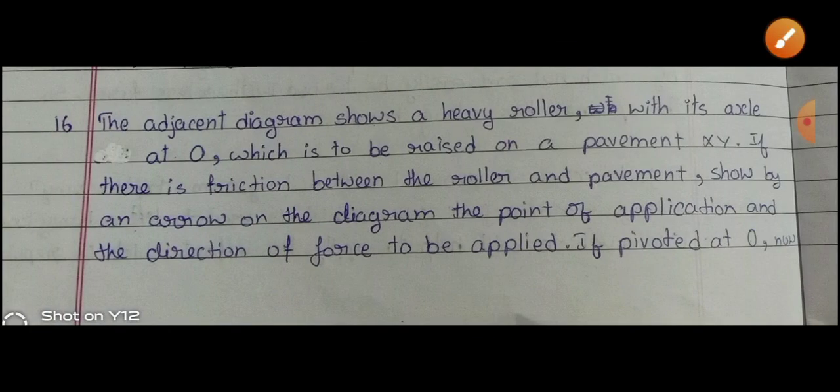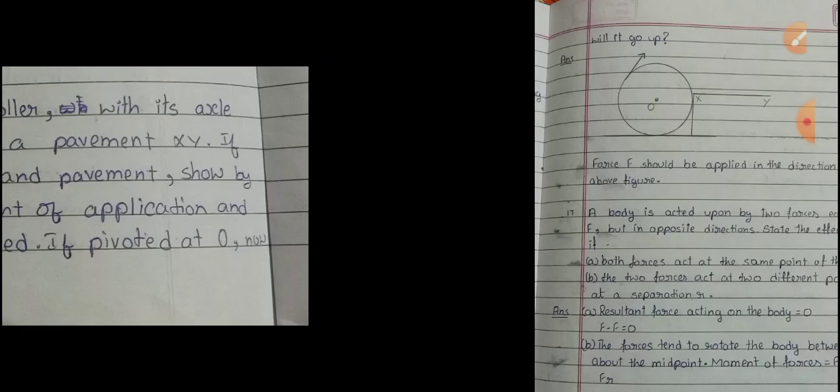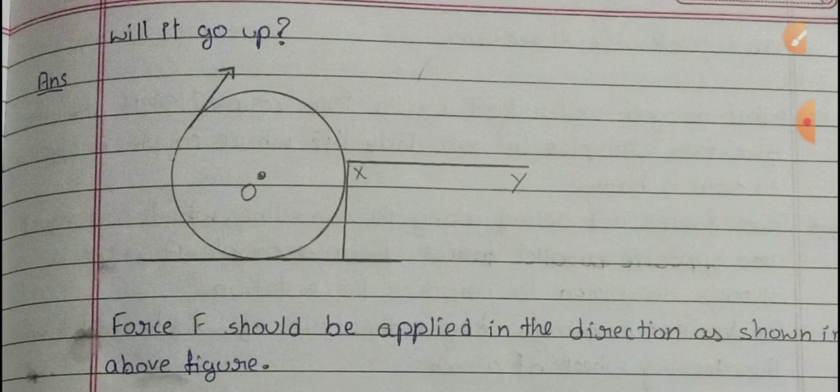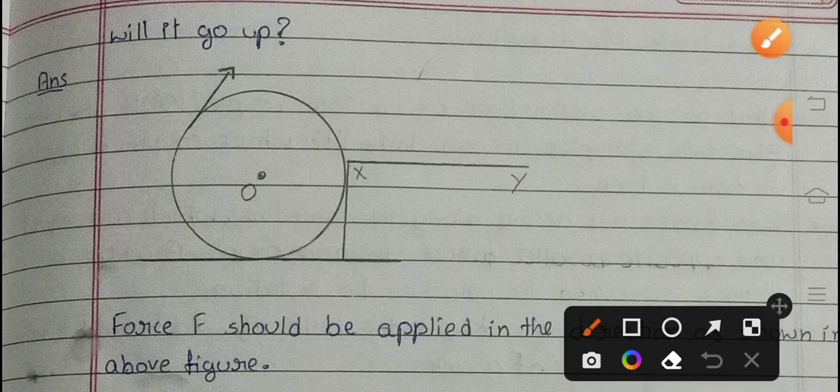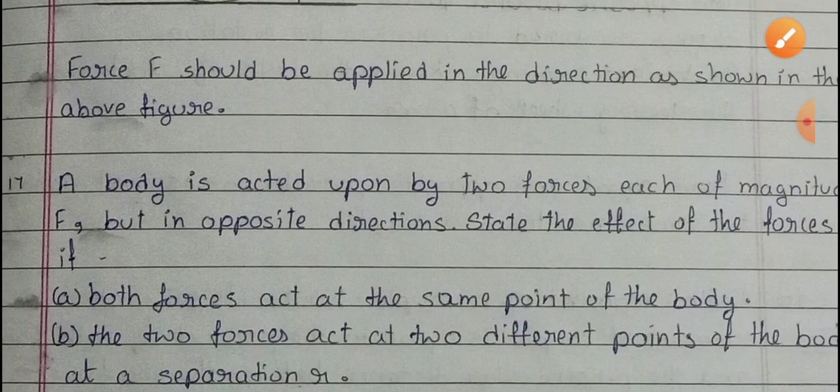Next, if there is friction between the roller and pavement, show by an arrow on the diagram the point of application and the direction of the force to be applied if pivoted at O. Now will it go up? So if the force is applied in this direction, it will go up. Okay, now let us go to the next question.